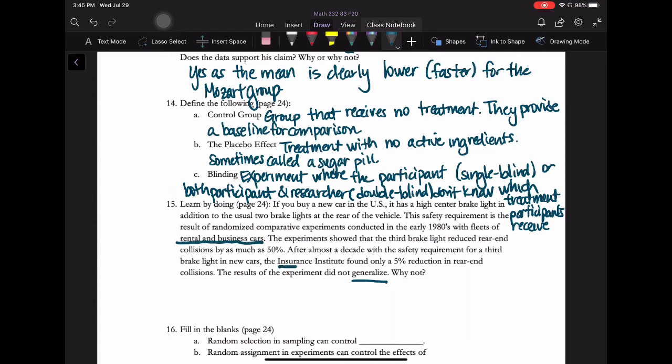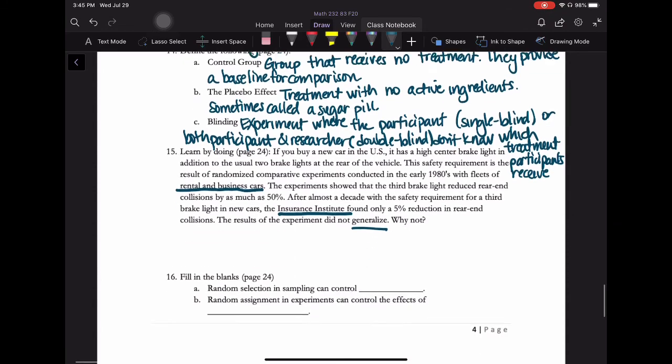And then the Insurance Institute found only 5% in rear end collisions. So, of what? What type of cars are they talking about? Is the Insurance Institute looking at personal vehicles versus rental and business cars? So, the type of vehicle that we're talking about impacts, and it's very unclear here. So, we really don't know what population they're talking about.